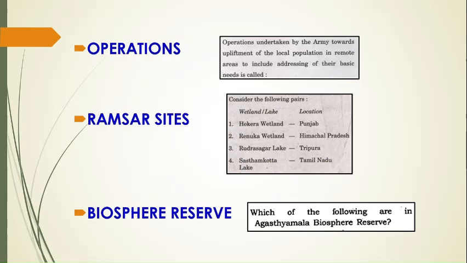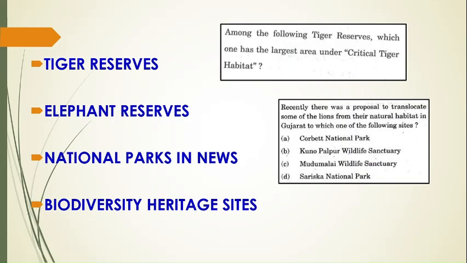Then the Ramsar sites. You can see this question: they have asked the list of Ramsar sites on the left, and on the right they are asking its location. Then biosphere reserves. See the question: which of the following are in the Agasthyamala Biosphere Reserve? They'll ask which national park or wildlife sanctuary is located within this particular biosphere reserve. Then tiger reserves: among the following tiger reserves, which one has the largest area under critical tiger habitat?